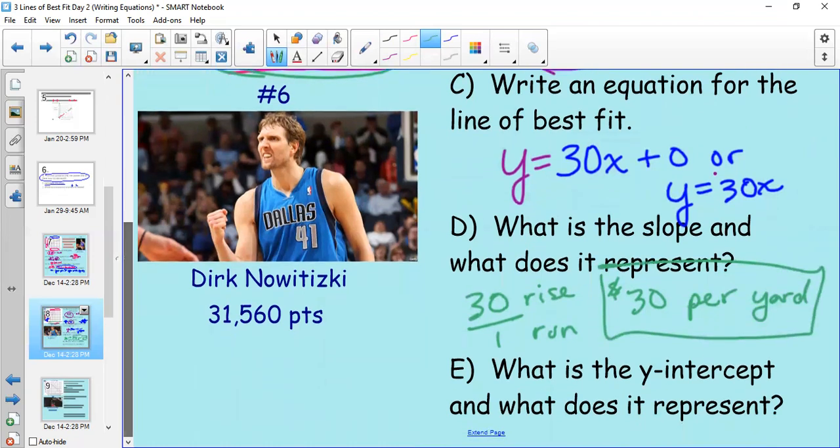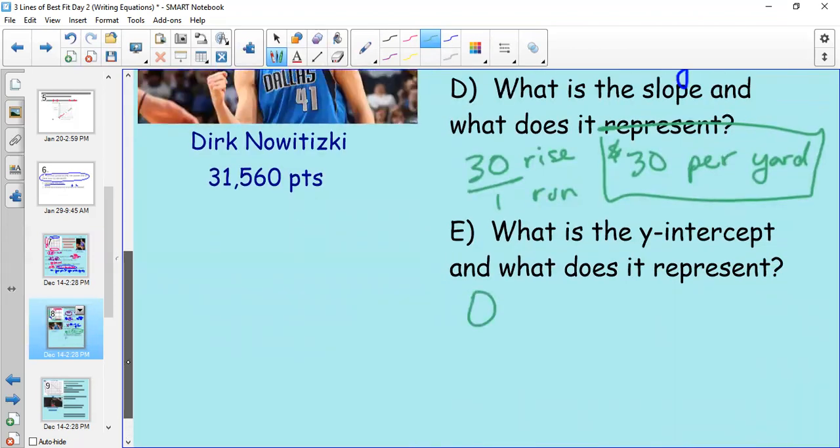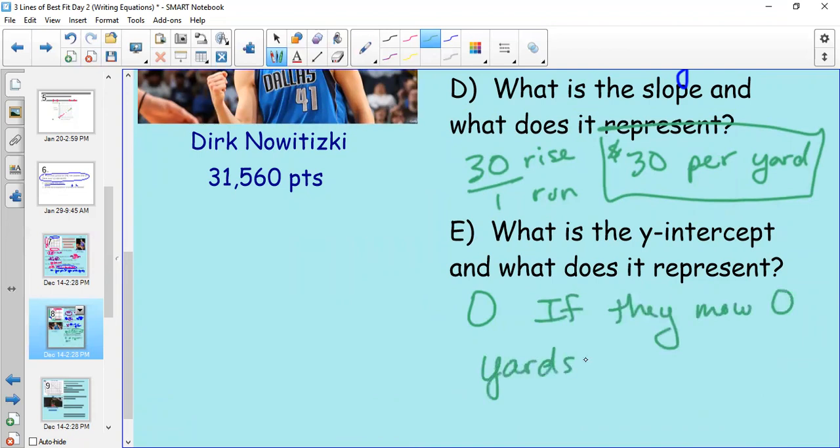All right, and the last one, what is the y-intercept and what does it represent? Well, our y-intercept was 0, and explaining what that means is that if they mow 0 yards, they make $0. And that makes sense. No one's going to pay them if they don't do any work.